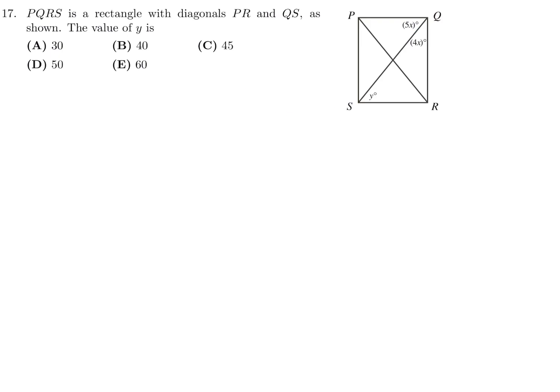PQRS is a rectangle with diagonals PR and QS. As shown, the value of y is? First thing I'm going to concentrate on is this corner right here. That is a rectangle, so that angle is 90 degrees. And therefore, 5x plus 4x is 90 degrees. So that's 9x is 90, and therefore x is 10.